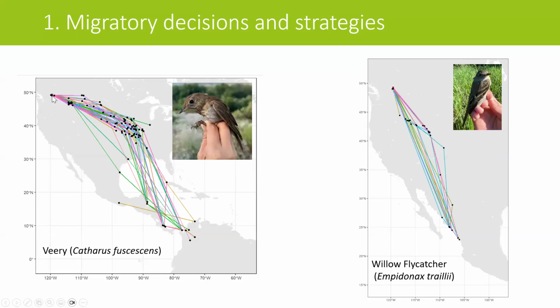And even though these species are in the same protected area of British Columbia, they use completely different routes. The veeries are migrating towards east, while the willow flycatcher are migrating south, and they're spending the winters in Mexico. The veery spend the winter mostly in the Amazon, and due to the limitations of Motus network in Latin America, we don't have further detection after Colombia.